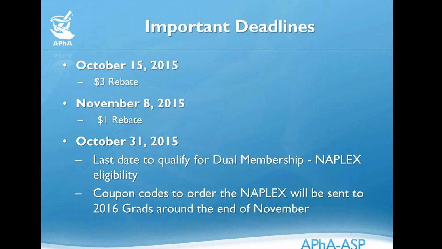Coupon codes to order the NAPLEX will be sent to those grads, to those final year students around the end of November. So when they sign up for dual membership, they will automatically get sent an email around the end of November. It could be the beginning of December, so please be flexible with those dates. But they will receive a coupon code and a link to go to pharmacist.com, and they will essentially order the NAPLEX. Of course, it will be free because they signed up for the dual membership by October 31st, but they will need that code in order to order that book for free.